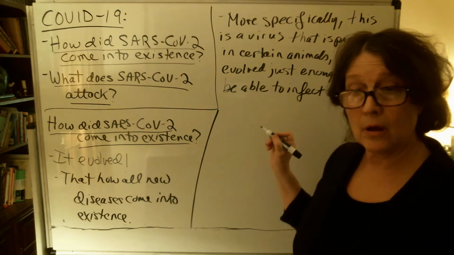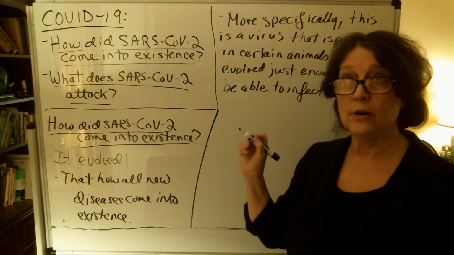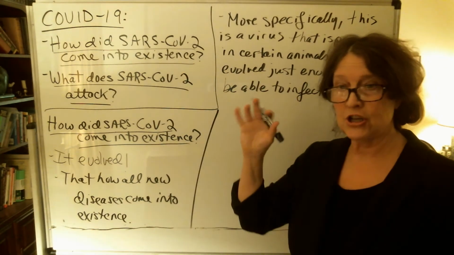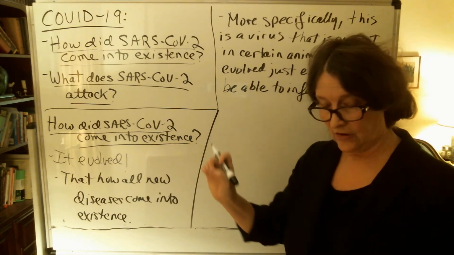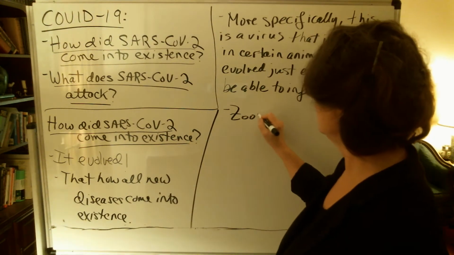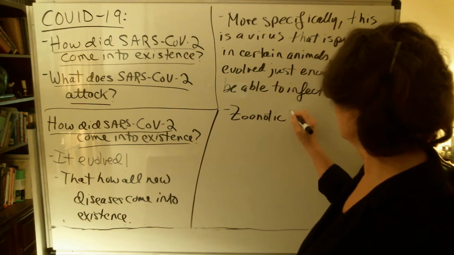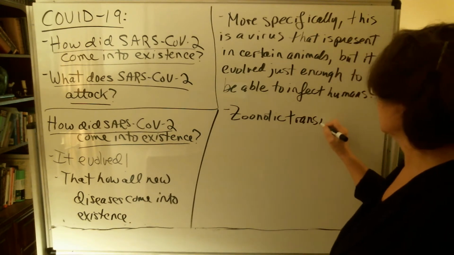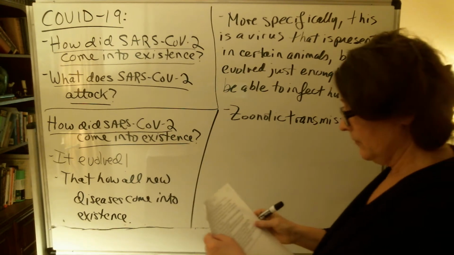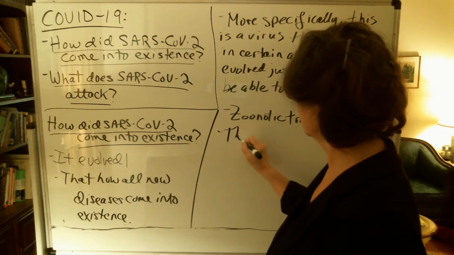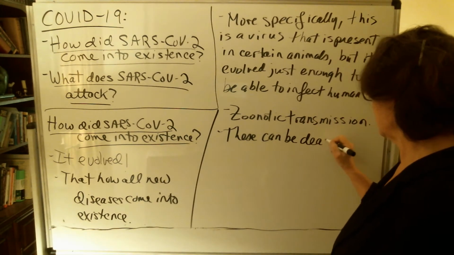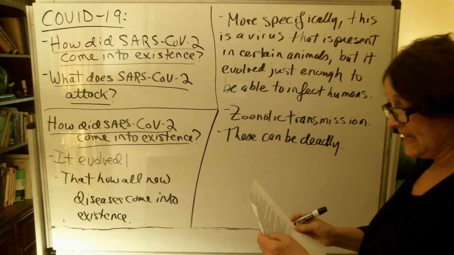And this type of evolution, where you have a disease going from one animal and changing a little bit so it can then infect humans, this is known as zoonotic transmission. And these can be deadly.